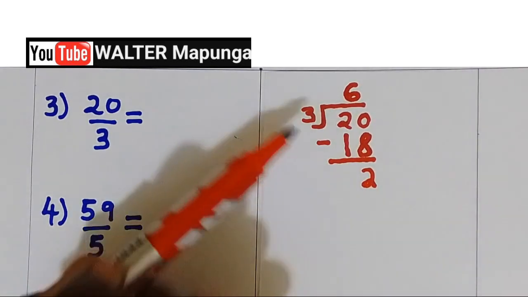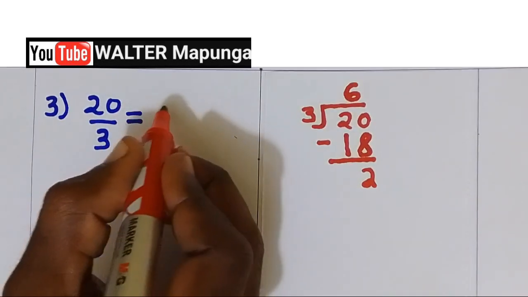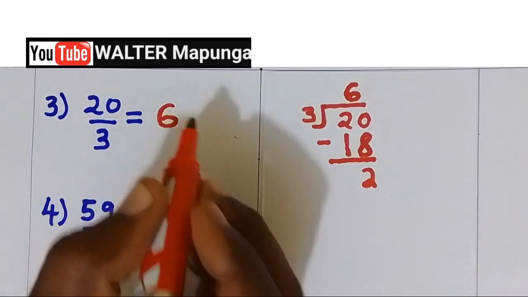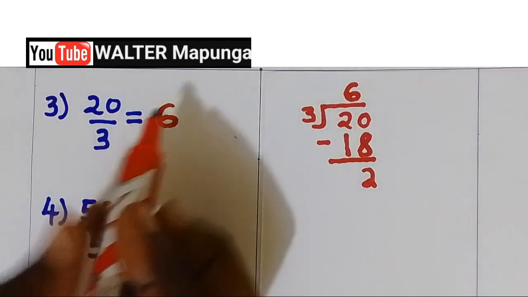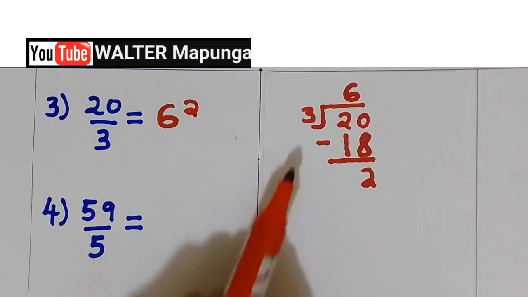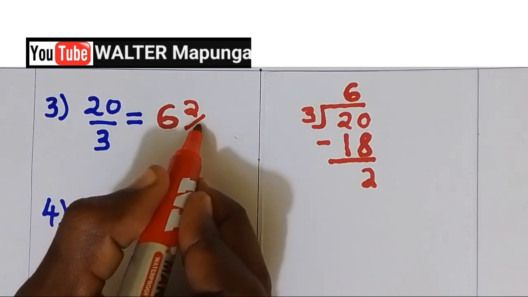So my quotient is going to be the whole number, which is going to be 6. My remainder is going to be my numerator, that is going to be 2. And my divisor is going to be my denominator, over 3.